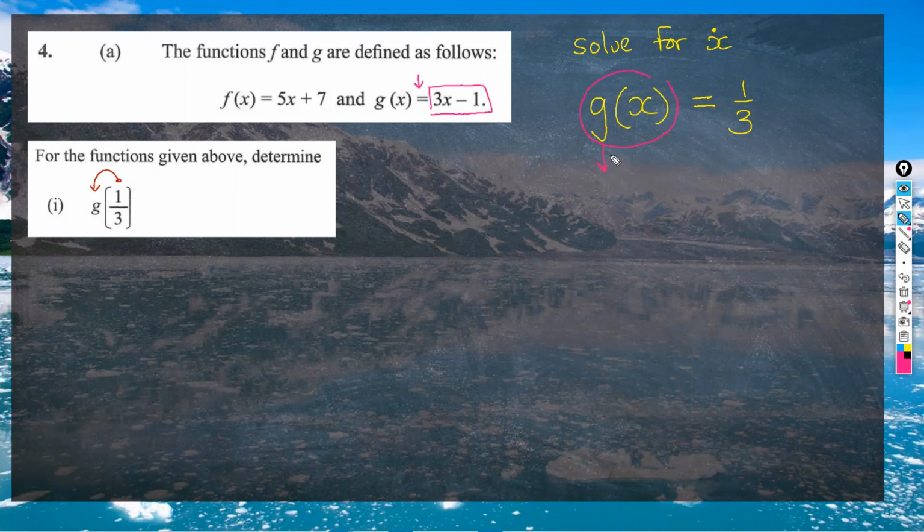So what they want us to do is take g(x), throw it away, and replace it with 3x minus 1, and now put it equal to 1/3. And now they want you to solve for x. So it's a transposing question. You throw across -1, ask yourself what you will get. The 3's are multiplied, throw it across, what will you get? So see if you can finish it from there.